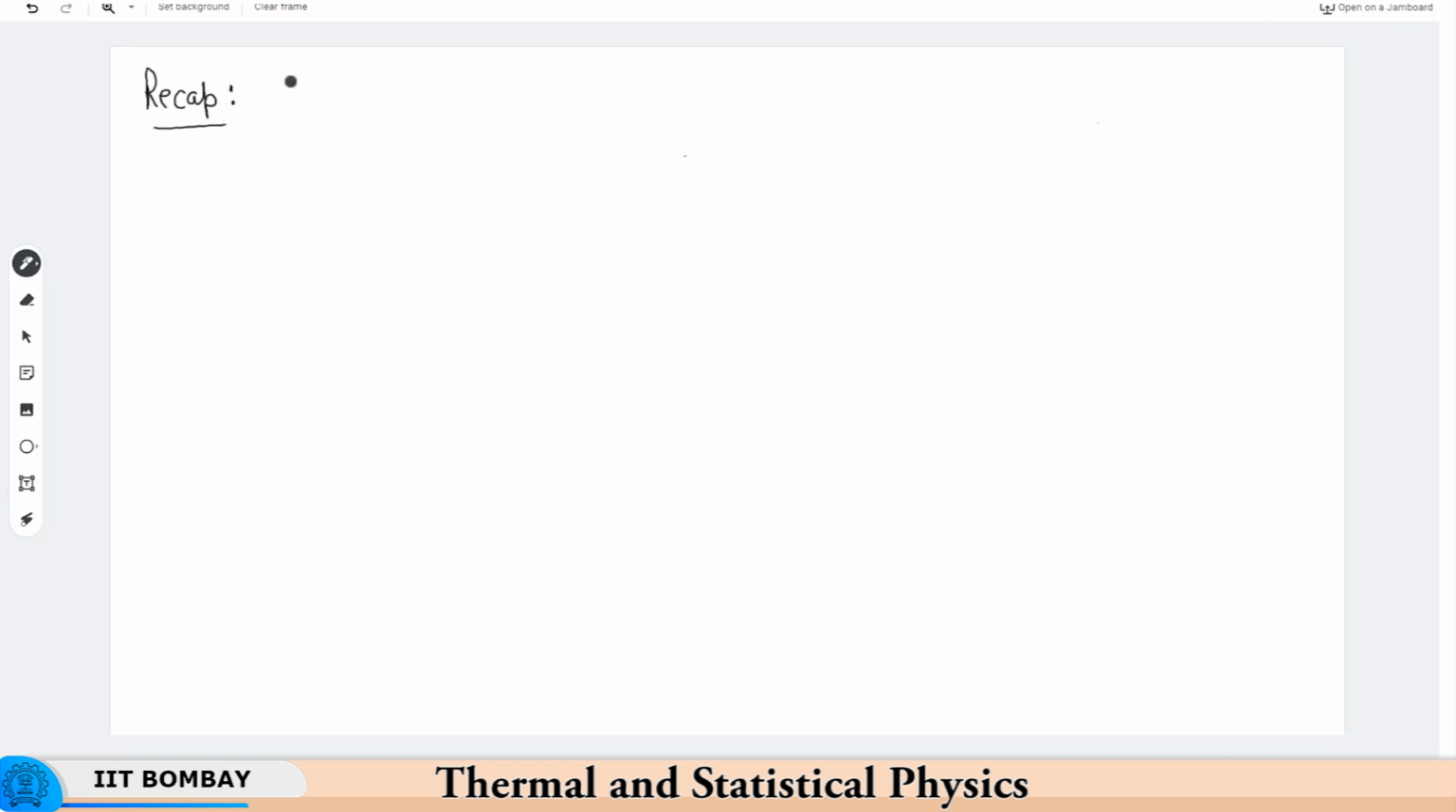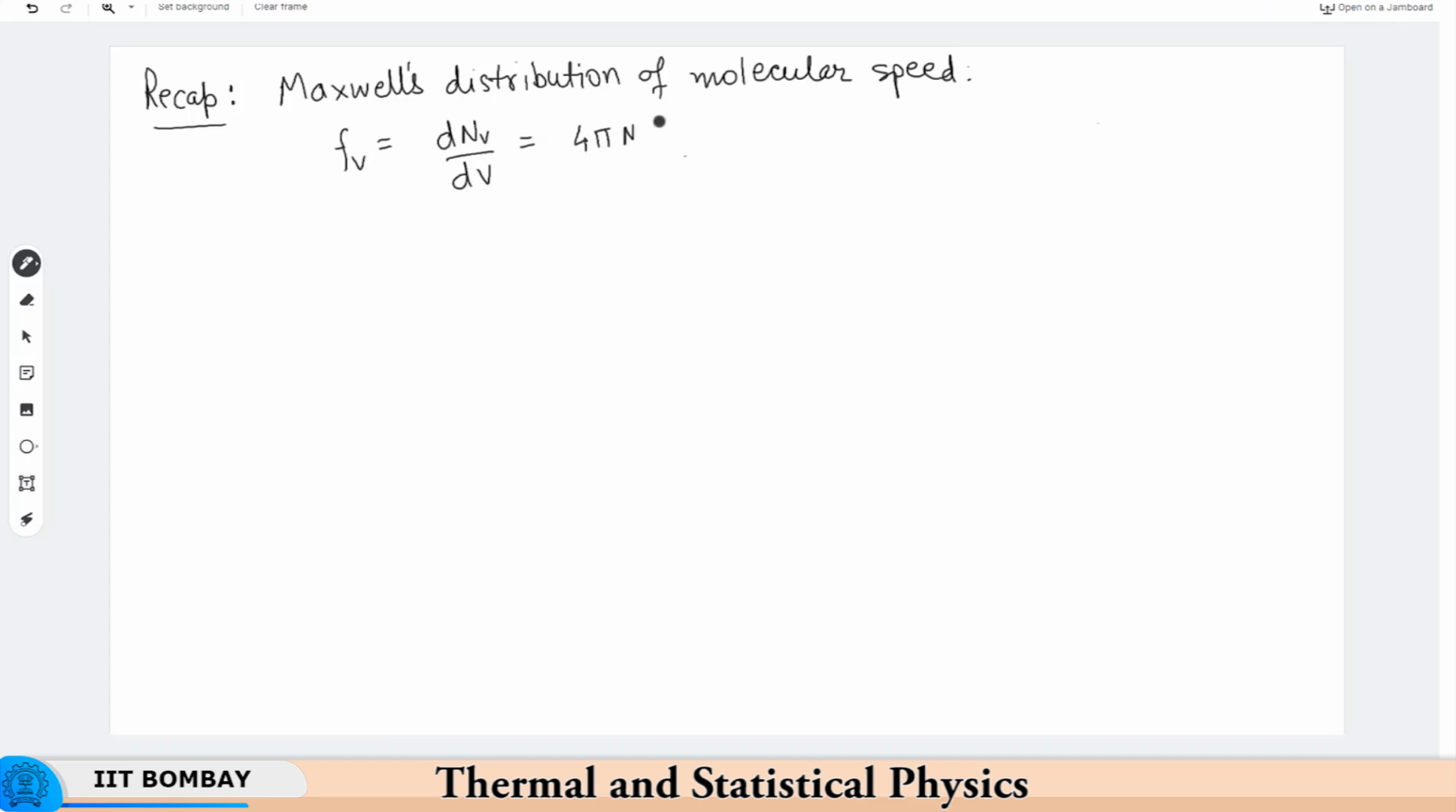we derived what is known as Maxwell's distribution of molecular speeds, right, and we derived an expression which looked like this: f of v, which is dn_v divided by dv, and this is equal to 4 pi n times m divided by 2 pi k_B T raised to the power 3 by 2, times v squared, exponential of minus m v squared divided by 2 k_B T, right.